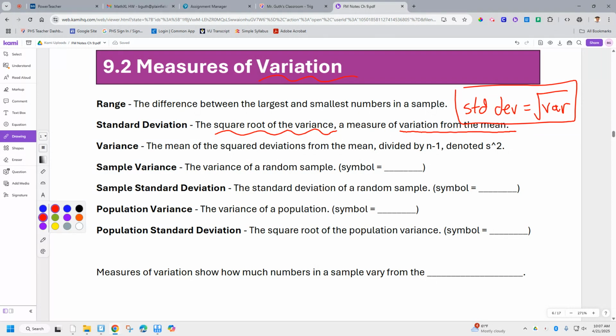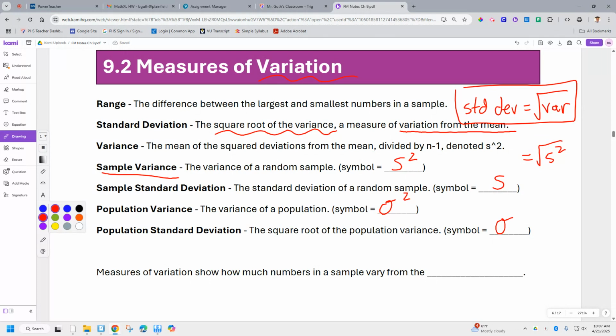Sample variance. Sample variance is the variance of a random sample. That's what we will be calculating, s squared. Sample standard deviation. Well, if standard deviation is the square root of the variance, then the standard deviation is just going to have a symbol of s. Population variance, population standard deviation, those are a little bit harder to calculate because there's so many more people, but the variance of a population symbol is sigma squared, and so the square root of that gives me the standard deviation, sigma.